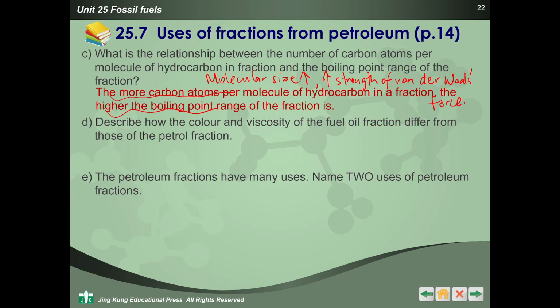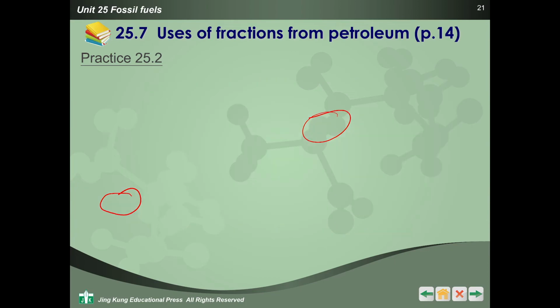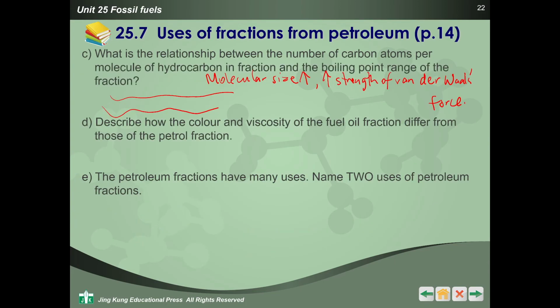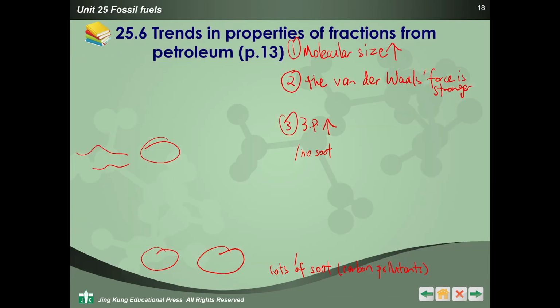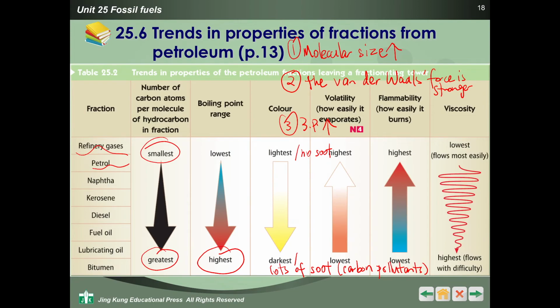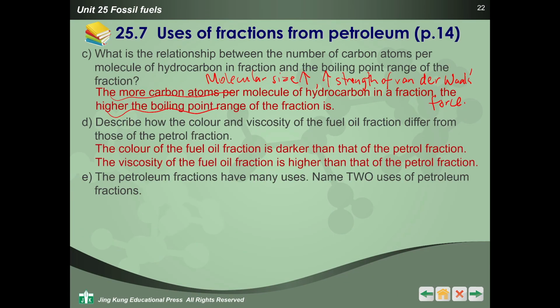And part D: describe how the color and viscosity of the fuel oil fraction differ from those of the petrol fraction. So fuel oil is lower in the fractionating tower. That means it's going to have a different viscosity and color. So you can just look at the trend. We have to go back and look at the trend. The viscosity, obviously, is going to be higher. The color is going to be darker as well. So you can just copy it back. Color is going to be darker than petrol, and viscosity is going to be higher.